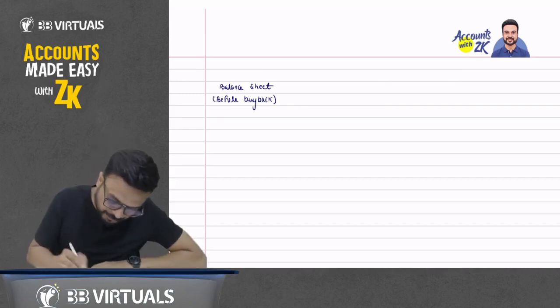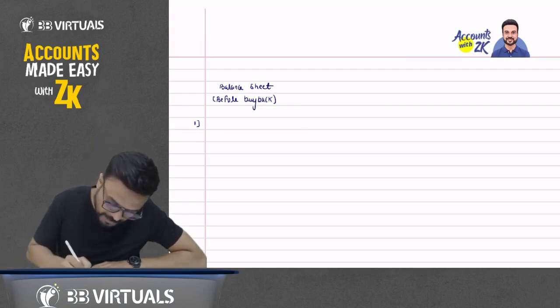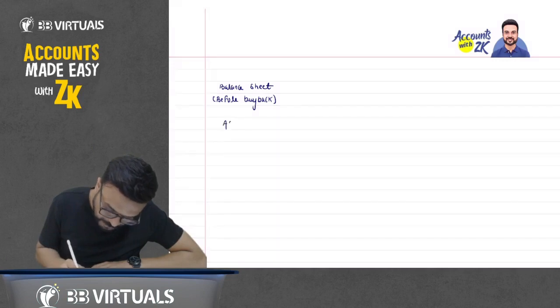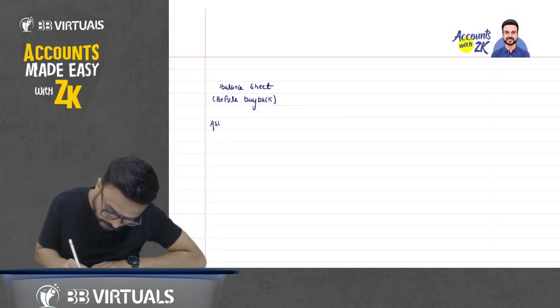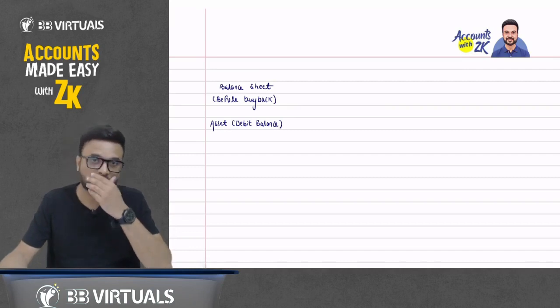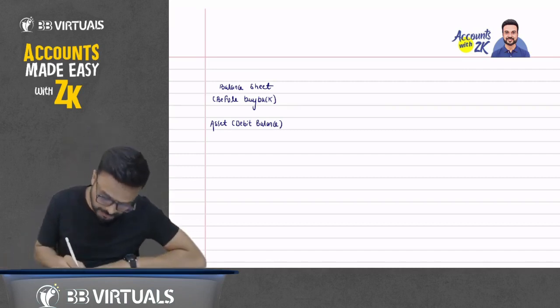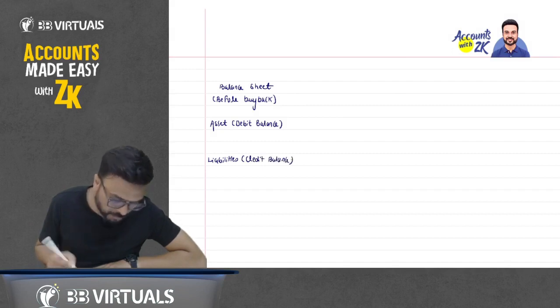So here in the balance sheet, there is the asset side. Asset has a debit balance. Which balance does an asset have? Asset has a debit balance. They will give you a balance sheet with two sides, the asset side and the liability side. And liabilities have which balance? Credit balance. And they will give you some adjustment.